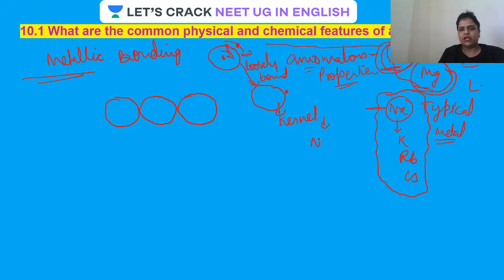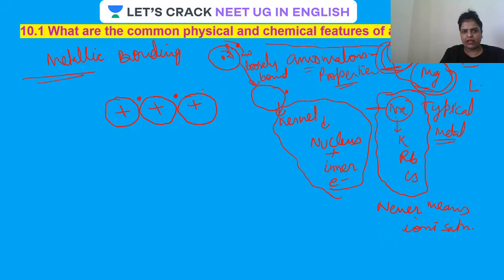Kernel means nucleus plus inner electrons. This never means ionization, remember. Just look here. This is the atom, still connected to the mobile electron, the loosely bound outermost electron or the valence electron, guys.